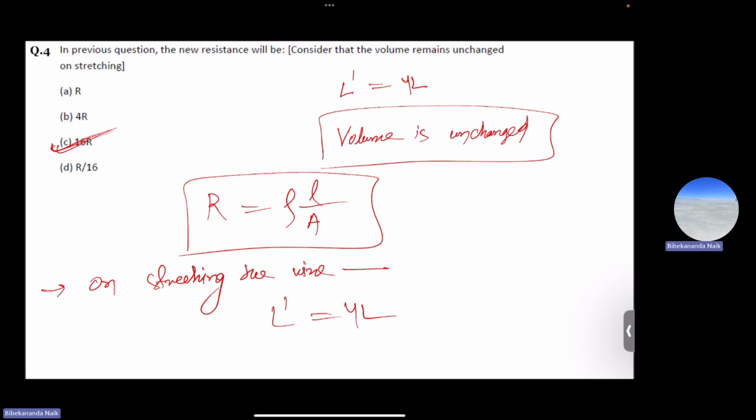Again, since the area is also getting compressed, there will be further collisions because they have very less space to travel. So these two factors will again contribute towards increasing the resistance. The total resistance that we will get is 16 times that of the old resistance. This is 16R.